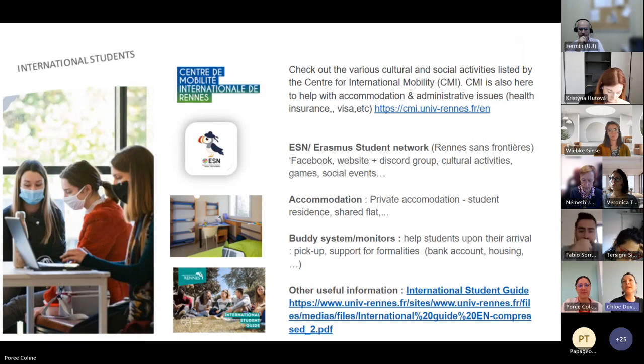And here are some useful links as well for students to be welcome in Rennes about accommodation, cultural activities. There is an international student guide as well, providing many useful information about the university and how it works so that students can anticipate the best before coming to Rennes.